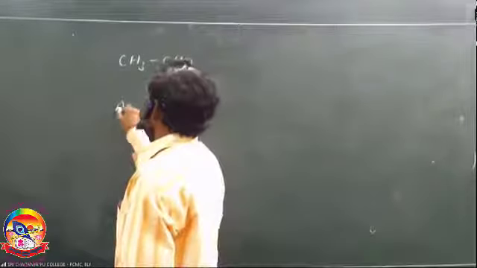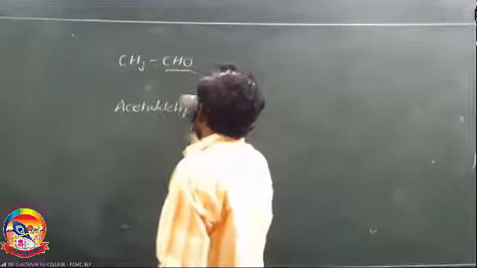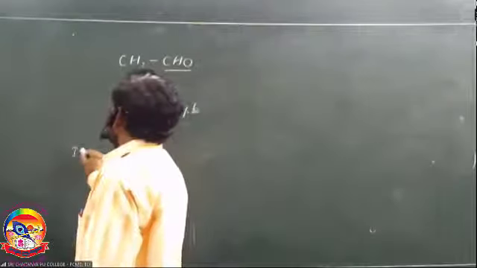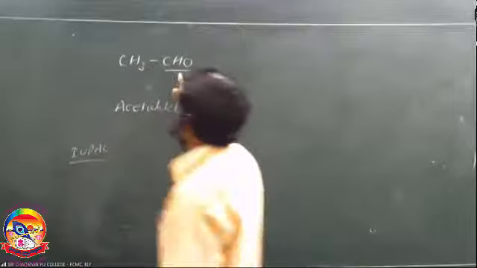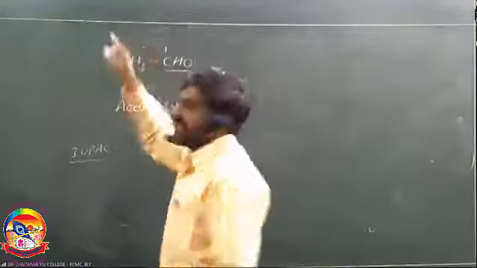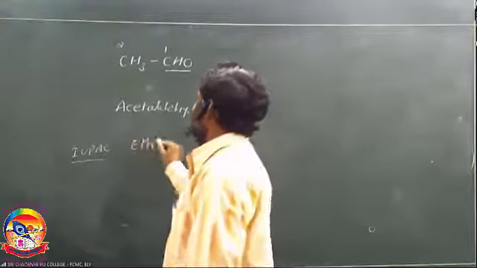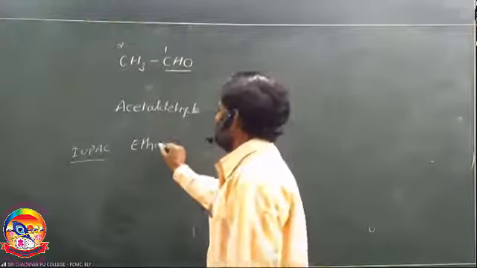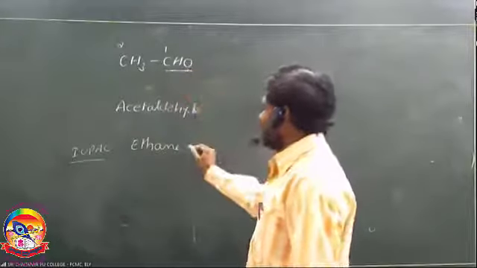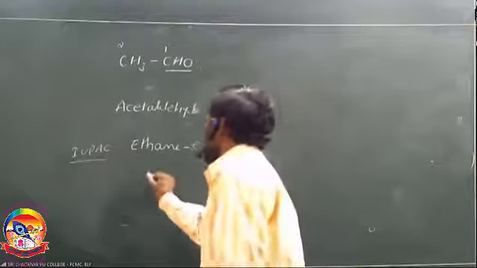So the common name is acetaldehyde. What is the IUPAC name? For aldehydes, the suffix is al. So this acetaldehyde contains how many carbons? 2 carbons. So the root word is eth. Carbon containing a single bond, so first we write ethane. Next, for aldehydes, the suffix is al. This e is replaced by al. So what is the IUPAC name of acetaldehyde?